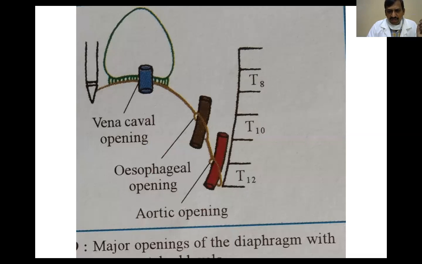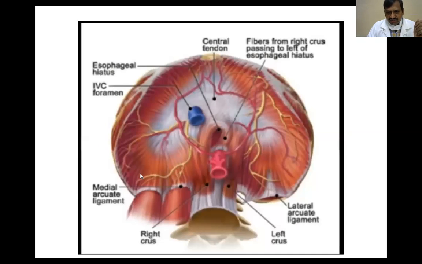Next, come to another opening, that is the aortic opening, at the level of T12. It is formed by the arched fibers of the two crura of the diaphragm, right crus and left crus. Together they form the arched fibers. Here it is surrounded by muscle, this is aponeurotic. The caval opening is quadrilateral, and here it is osteoaponeurotic.